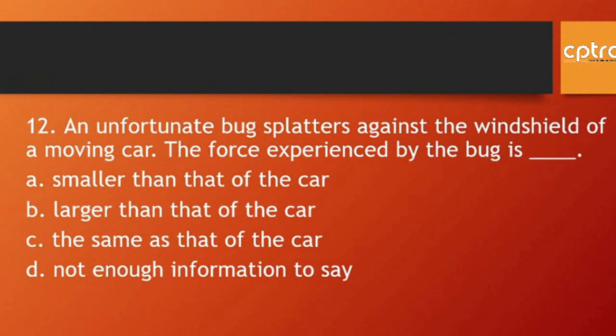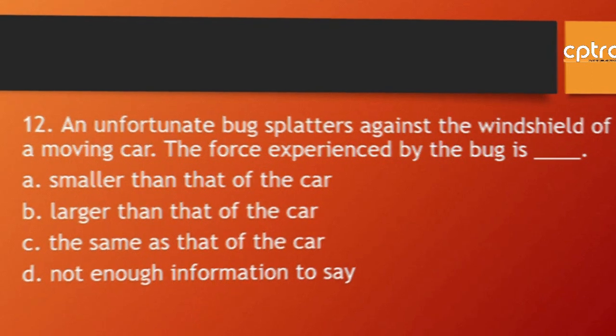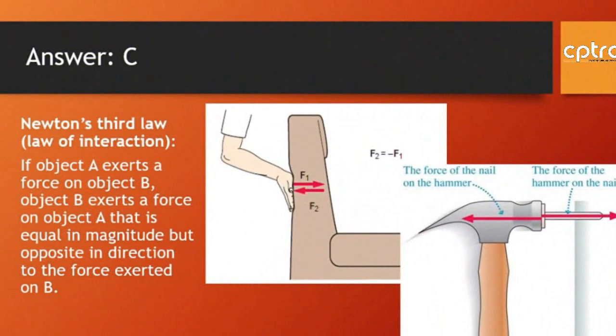12. An unfortunate bug splatters against the windshield of a moving car. The force experienced by the bug is... The answer is letter C. They will have the same force. It is stated in Newton's third law of motion, the law of interaction, that if object A exerts a force on object B, then object B exerts a force on object A that is equal in magnitude but opposite in direction to the force exerted on B.